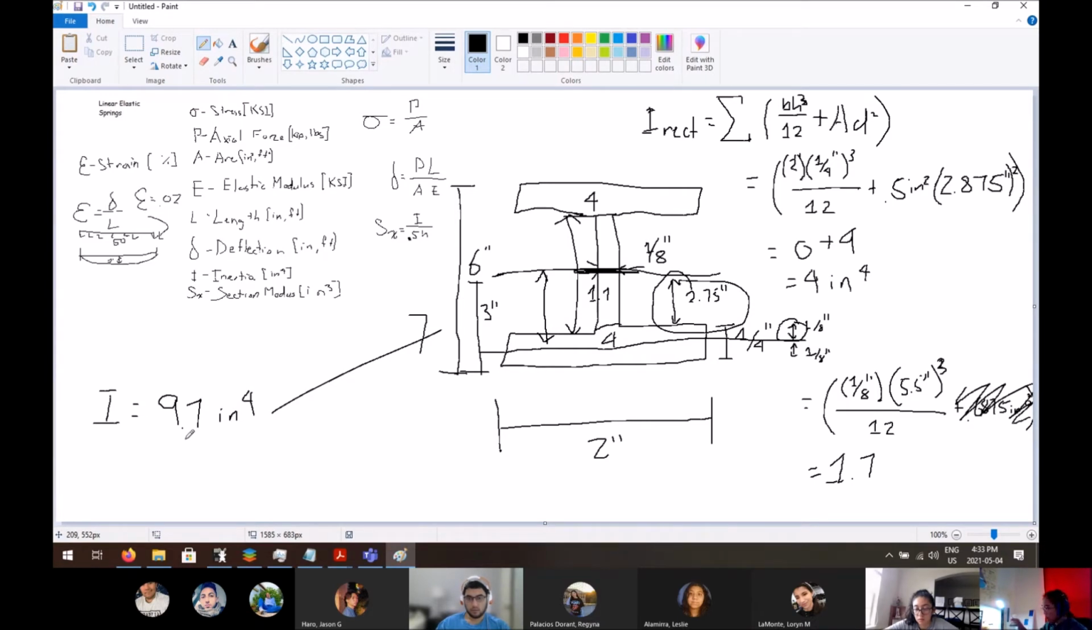So in the end, to get the inertia of the entire wide flange, you just add the middle one plus both of the top ones. Okay. So you see the summation of all these formulas.